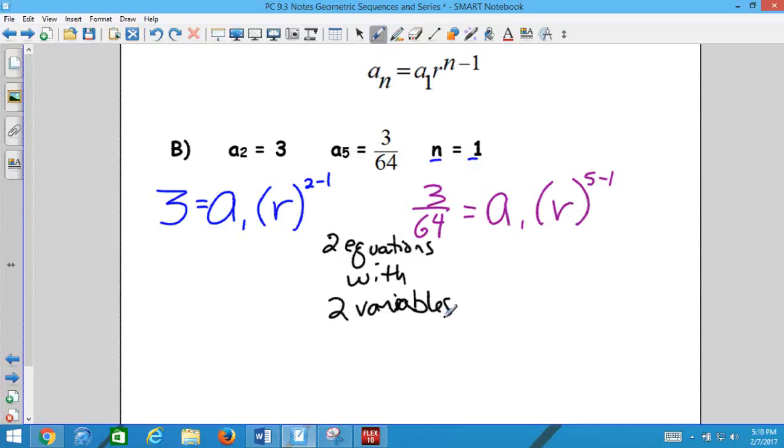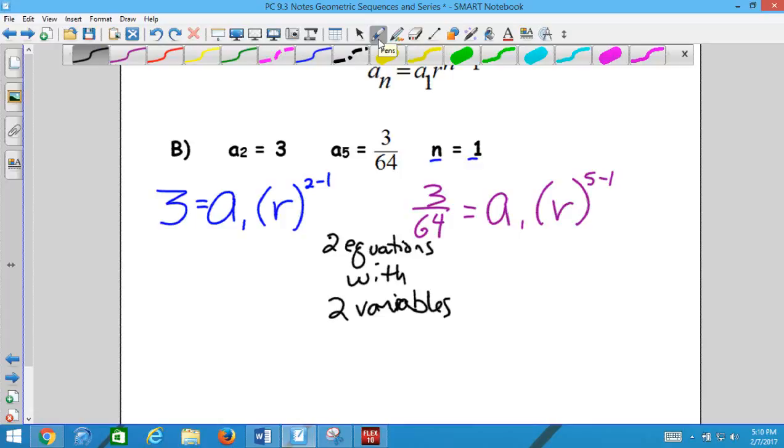In chapter 7, when we had 2 equations with 2 variables, we could solve the system to find out what A and R were. To solve the system, we could use elimination or substitution. For this one, I'm going to use substitution. It's going to be a lot easier.